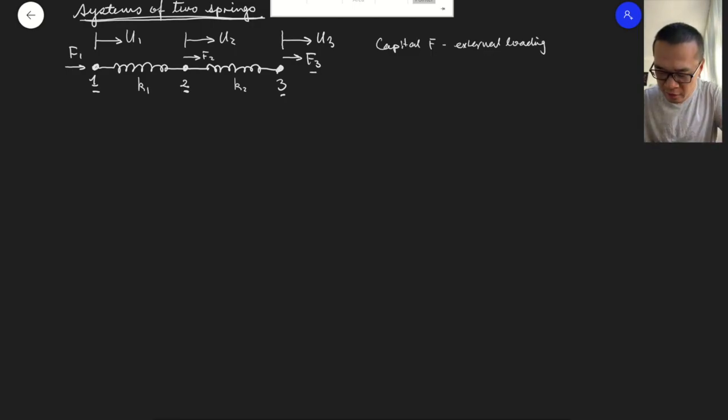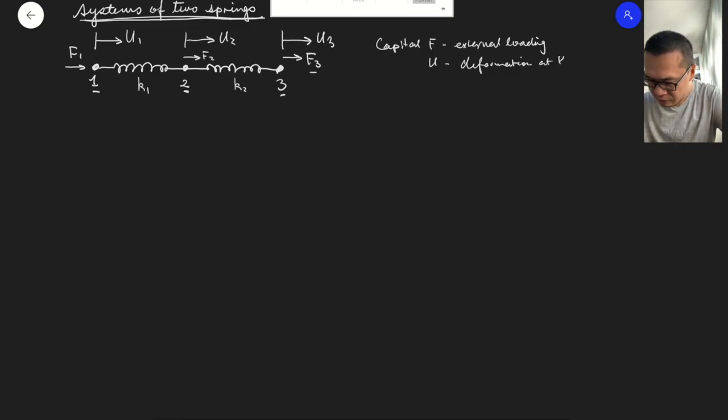and the corresponding capital U is the deformation at the node. In this case, all the springs are connected together.